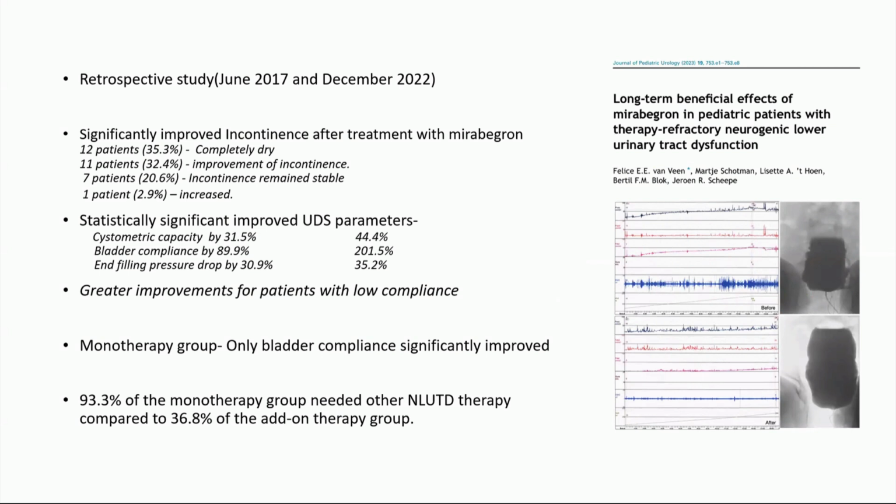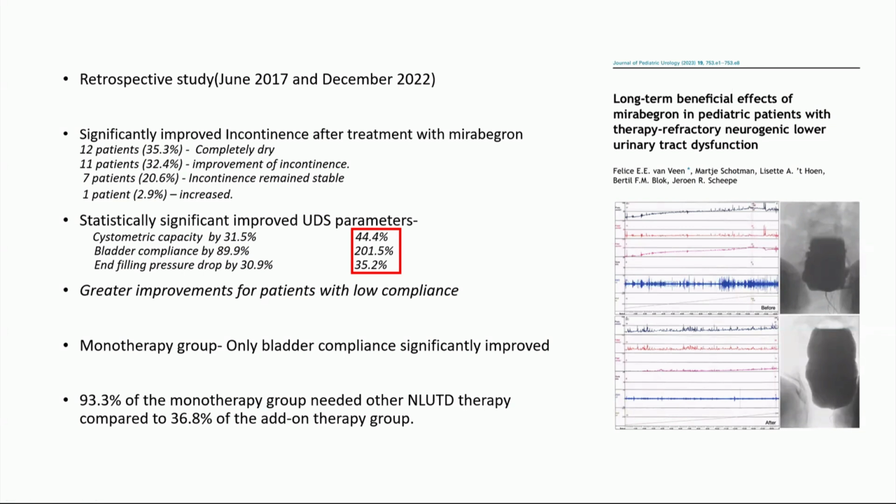A recent retrospective study evaluated the efficacy and long-term outcomes of mirabegron given as a solo or as an add-on therapy in children with refractory neurogenic lower urinary tract dysfunction who were refractory to other treatment therapies like antimuscarinics and botulinum toxin. It was found that there was a statistically significant improvement in the incontinence and urodynamic parameters. On sub-analysis of the 20 children with low compliance, they showed an even greater improvement in the urodynamic parameters after the mirabegron was given.